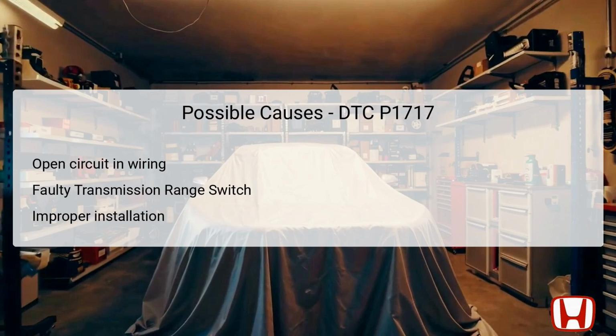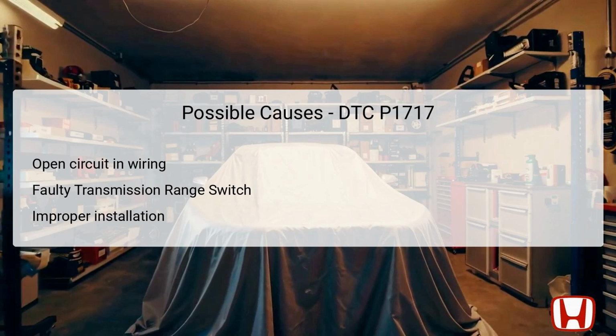The potential causes leading to DTC P1717 are primarily threefold. Firstly, an open circuit in the wiring is the most common culprit, which interrupts the electrical flow between the transmission range switch and the PCM. Secondly, a defective transmission range switch itself can result in incorrect readings, leading to the error code being triggered.